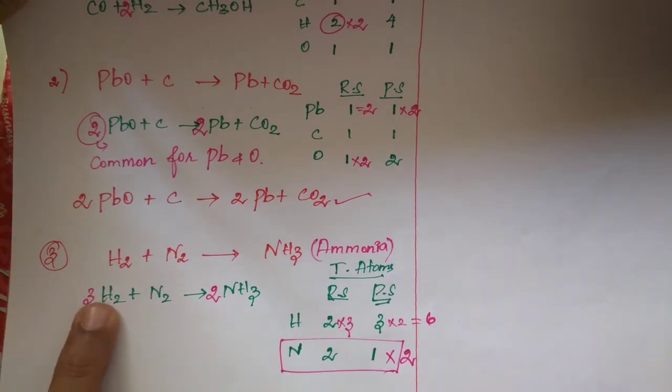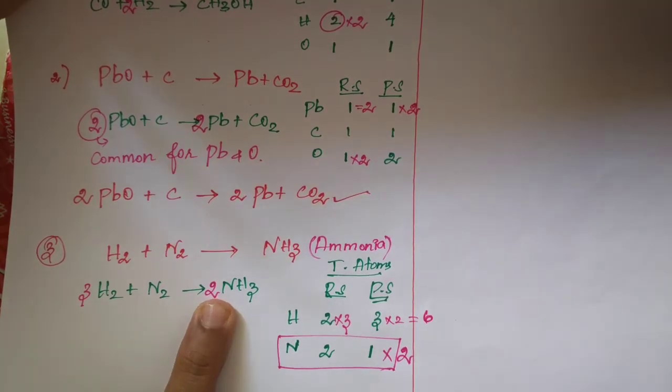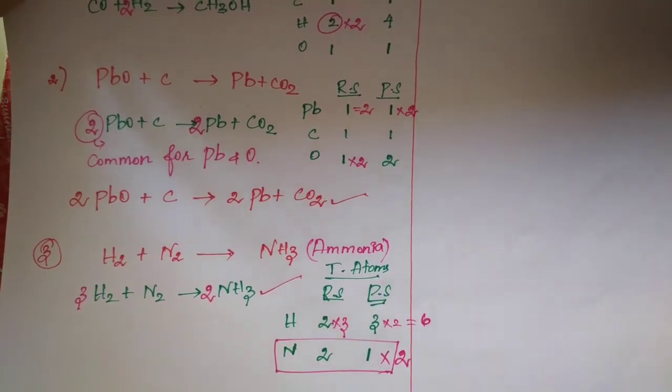3 2s are 6. So 2 3s are 6. And 2 nitrogen, here 2 nitrogen. Now this equation is balanced. Clear, students? Next. Equation number 4.